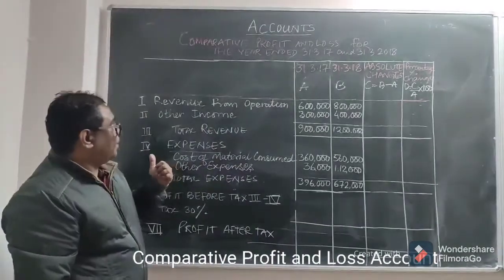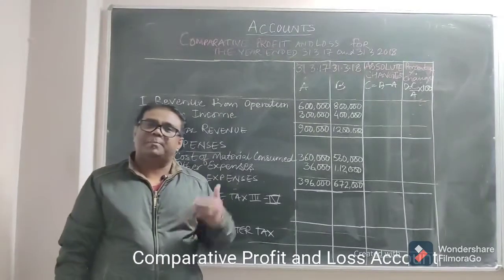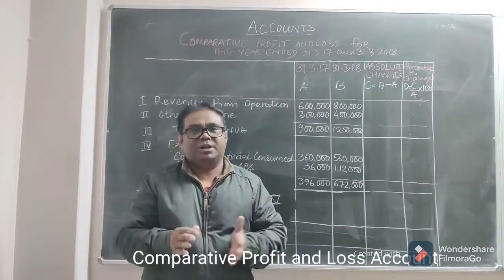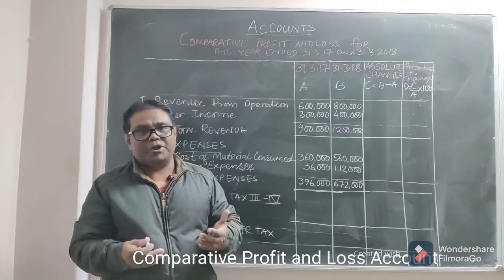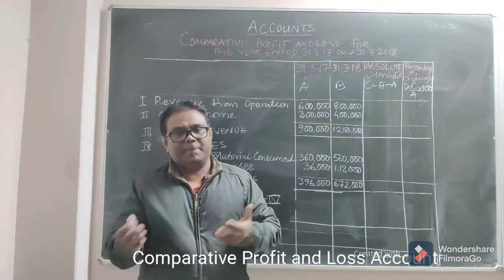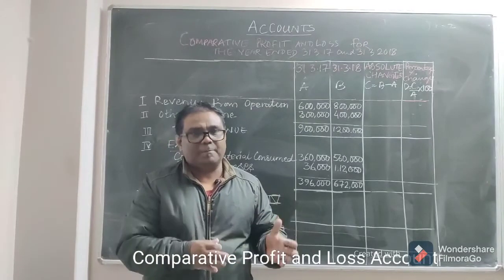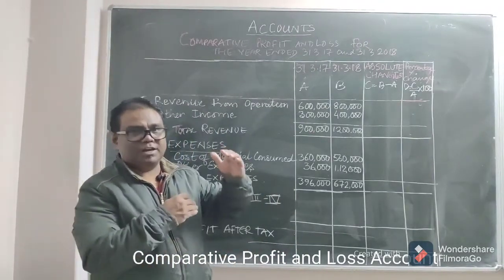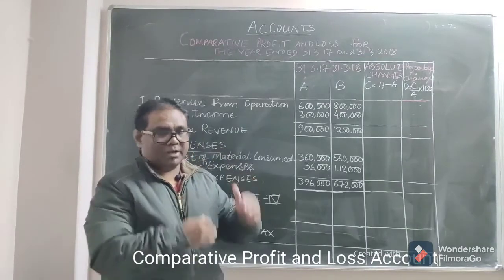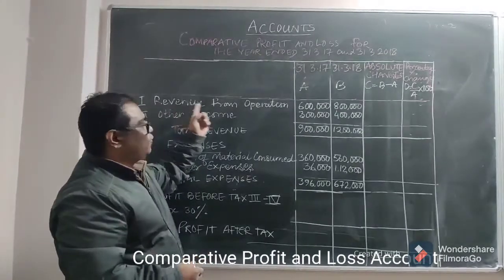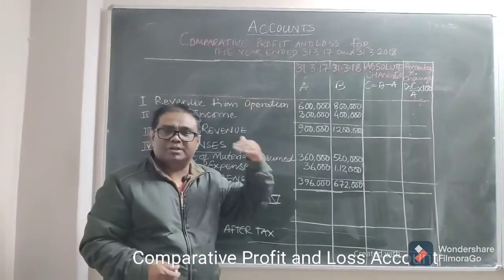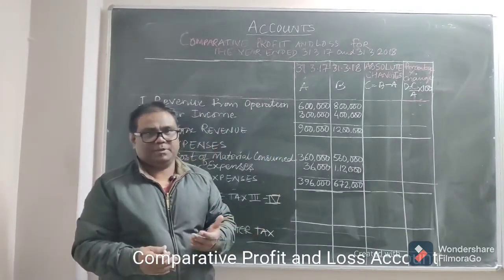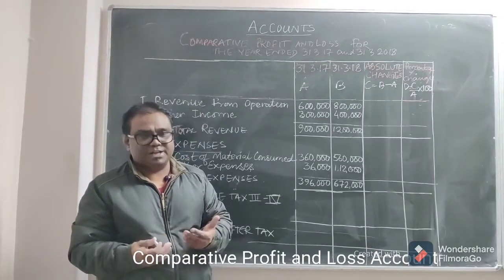Now when we are preparing the income statement, the profit and loss account, profit is ascertained by total income minus total expenses. Total income minus total expenses is the profit. So first, let's see the total income. Total income here is revenue from operation. Revenue from operation means net sales.